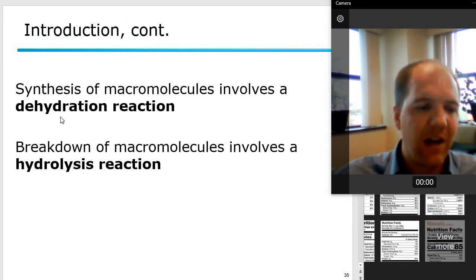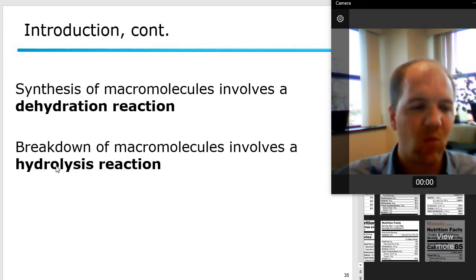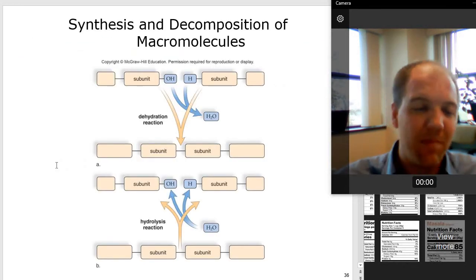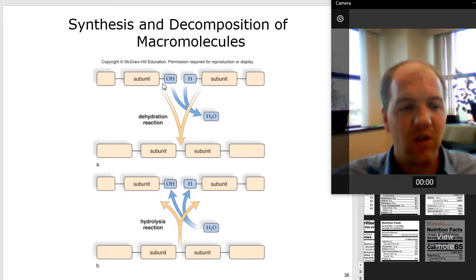The opposite of the dehydration is hydrolysis. By adding water, we break these macromolecules apart. That may sound kind of counterintuitive. By pulling out water, this picture here shows how this works.